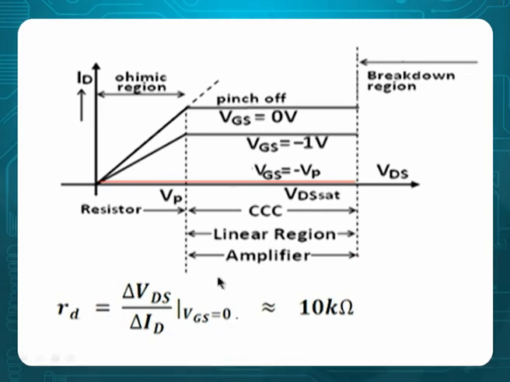Now look at this, even for VGS 0, this is pinch off. This is the ohmic region. This is the breakdown region. There are three regions for VGS 0. But there also you should take only the pinch off region.